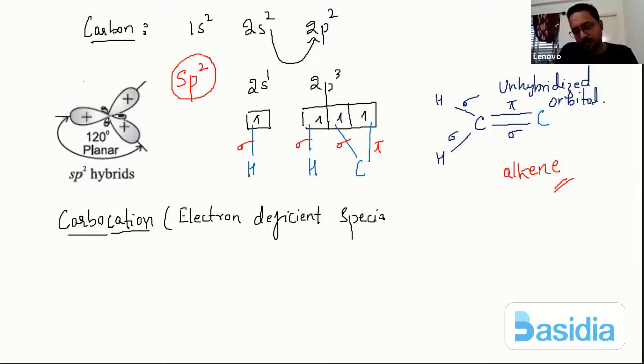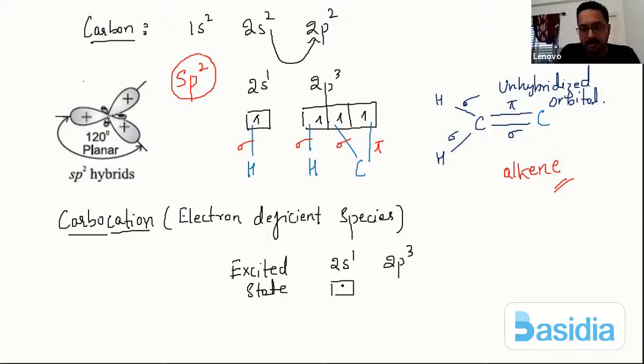Electron deficient species. So what exactly happens here? Again, I'm going to consider the carbon's excited state. So let me write the excited state carbon over here. When I say my carbon is in excited state, what is the configuration? The configuration is 2s1 and 2p3. So here there is a single electron, and here you will find there are 3 electrons.